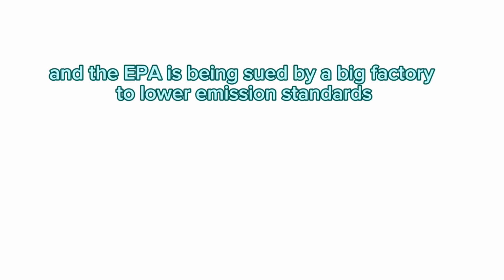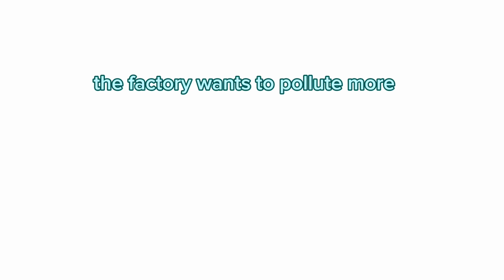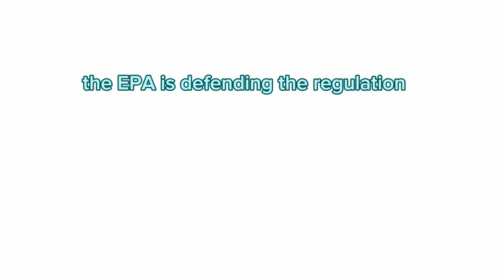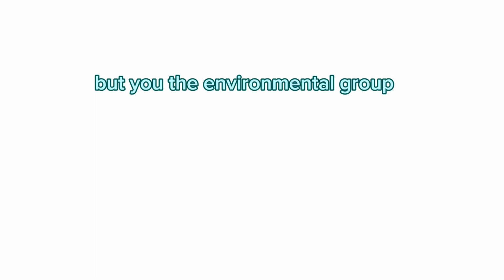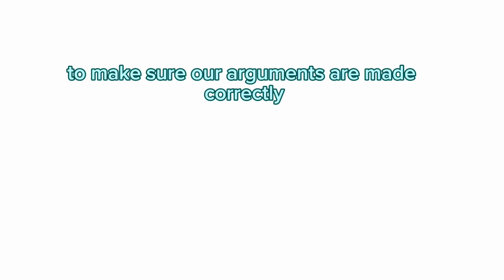It is. To intervene as of right, you have to show that you have a legal interest in the subject of the suit, that the lawsuit might harm or impair that interest, and, this is the crucial part, that the existing parties are not adequately representing your interest. So, for example, if I'm an environmental group and the EPA is being sued by a big factory to lower emission standards, I might try to intervene in that lawsuit. That is the classic example. The factory wants to pollute more. The EPA is defending the regulation. But you, the environmental group, might think, the EPA might settle too easily. They won't fight as hard as we would. We need to be in that room to make sure our arguments are made correctly.